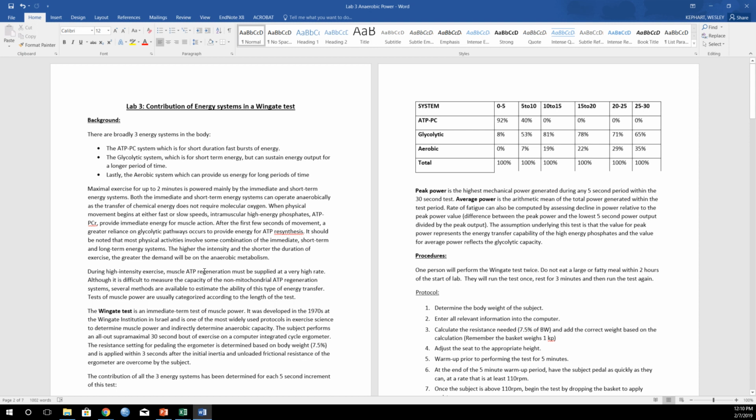Hey class, lab 3 is the contribution of energy systems in a Wingate test. So a few things that I wanted to talk about before we really get into this. Certainly pause and go ahead and read this document posted on Canvas. But I'm going to talk about two things before I start messing with Excel, and hopefully you'll follow me along.